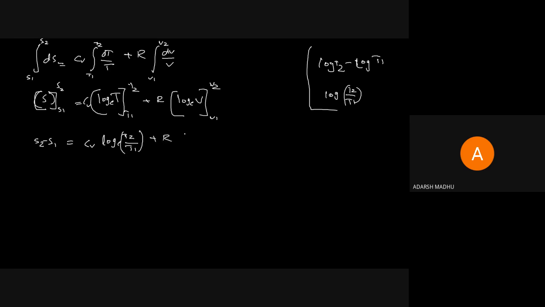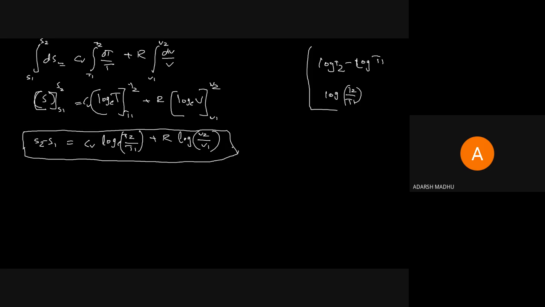and plus R (log V2 minus log V1), which is log V2 by V1. So this is the final equation for the change in entropy for a closed system: s2 minus s1, the change in entropy, equal to Cv log T2 by T1 plus R log V2 by V1.